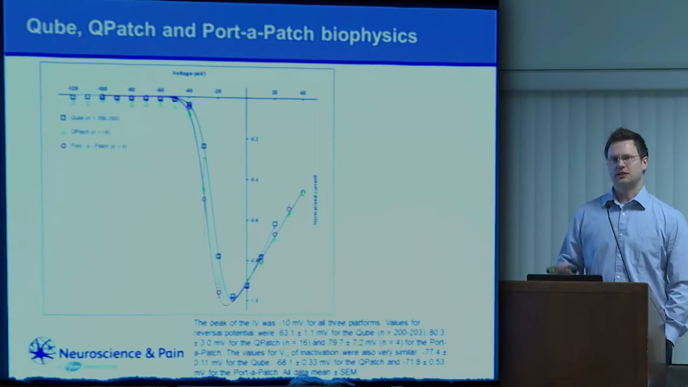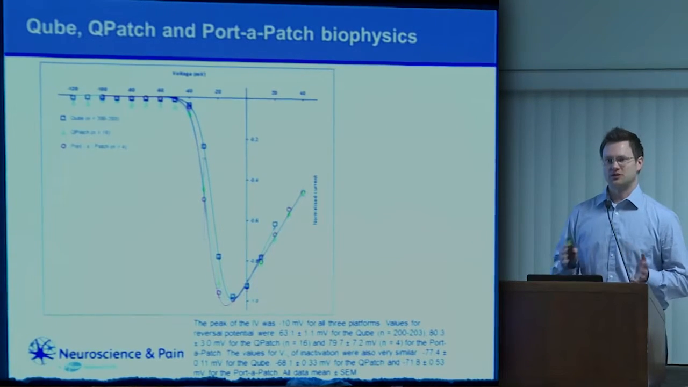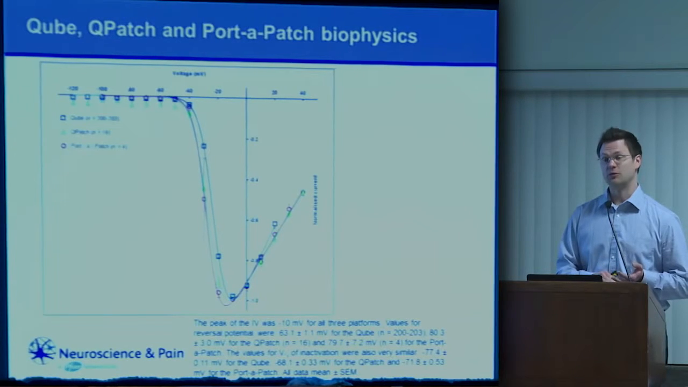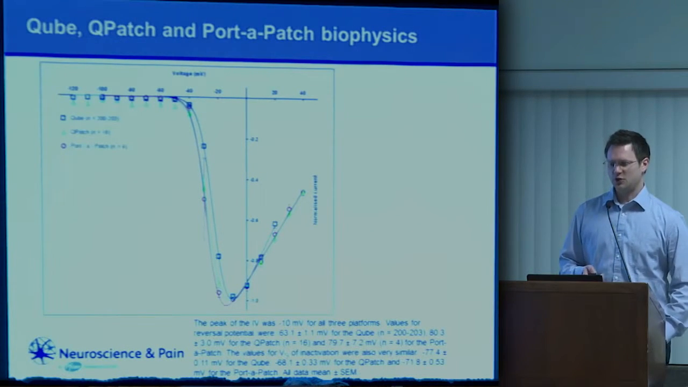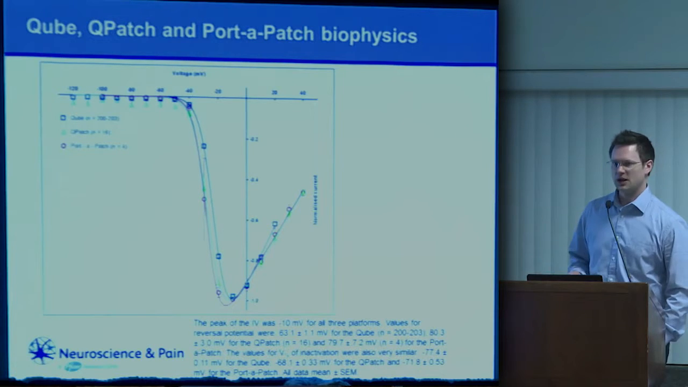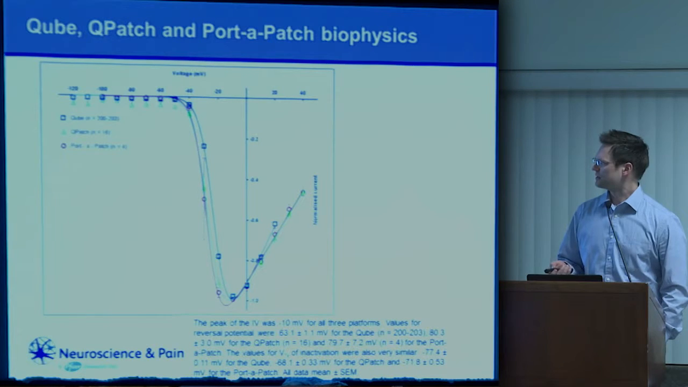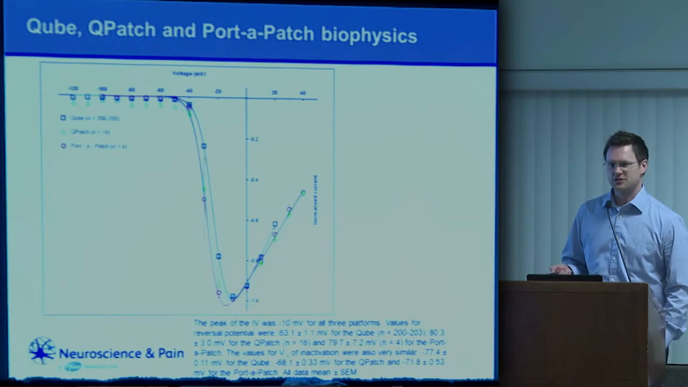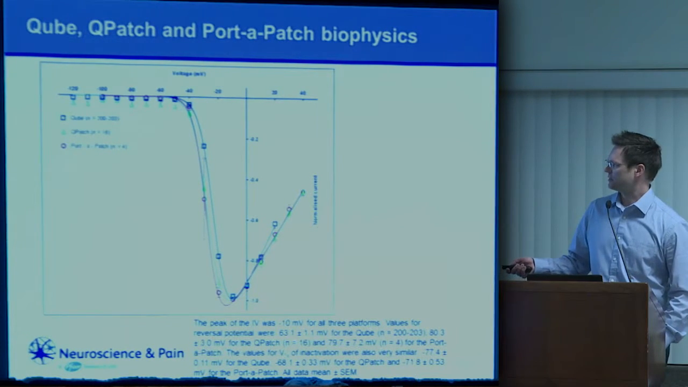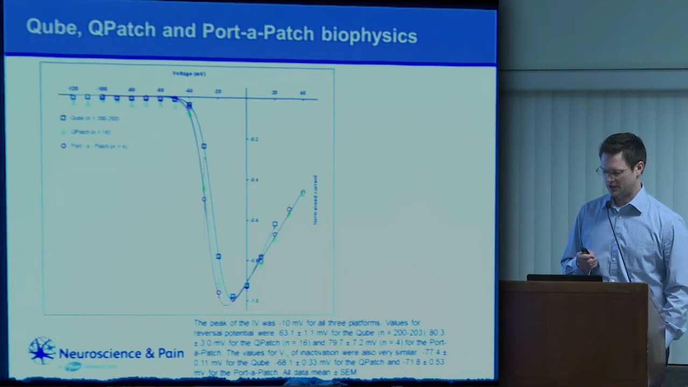The next stage was to look at biophysics, basically trying to establish that the voltage clamp on the Qube was high quality enough to actually run something like Nav 1.7. So we used the Qube, the QPatch, and the Port-a-Patch to look at the biophysics. And we're looking at the IVs here. And basically, we're quite happy with the peak IV being in the same place with all platforms using the same solutions. And essentially, the reversal potentials are fairly similar as well. And I think the small discrepancy with the Qube is simply that we didn't apply the voltage protocol as positive as with the other platforms.